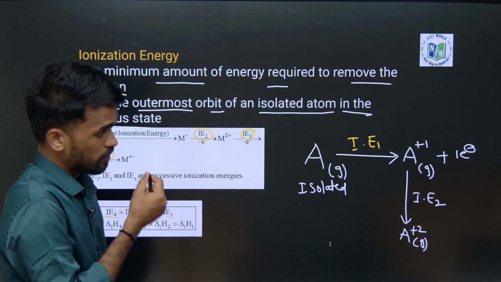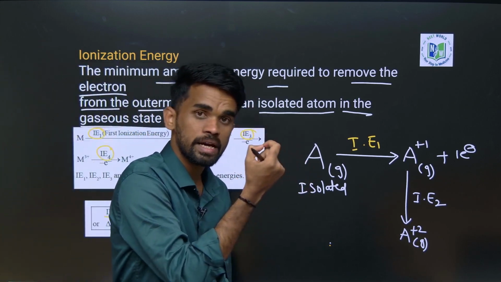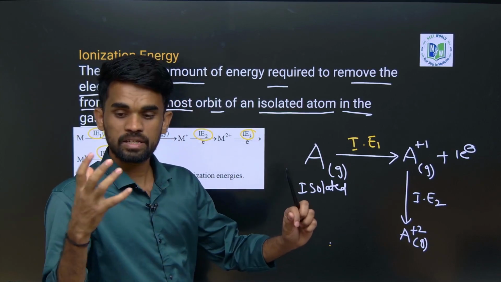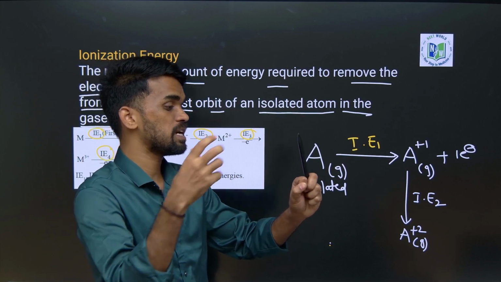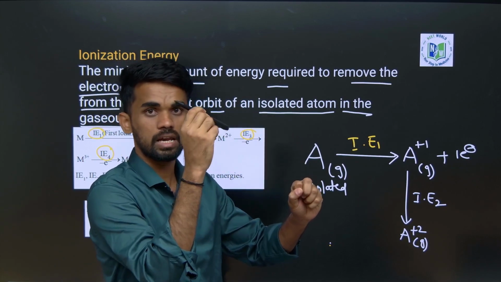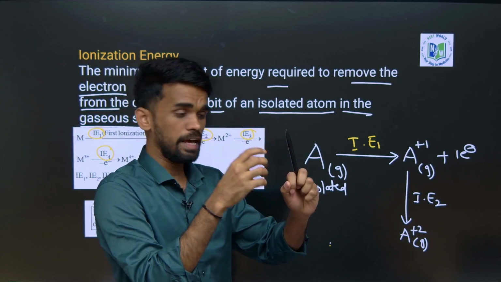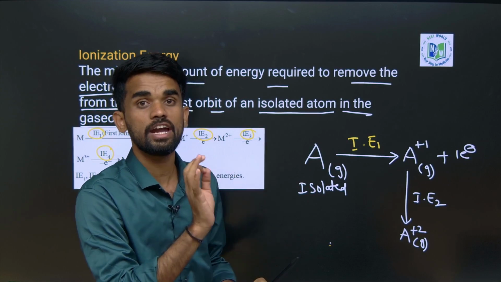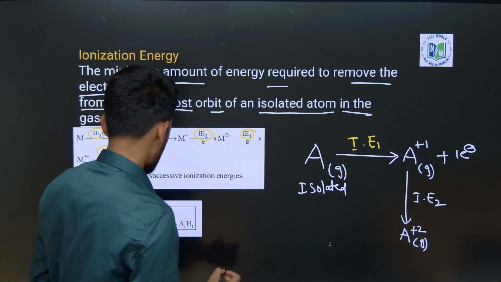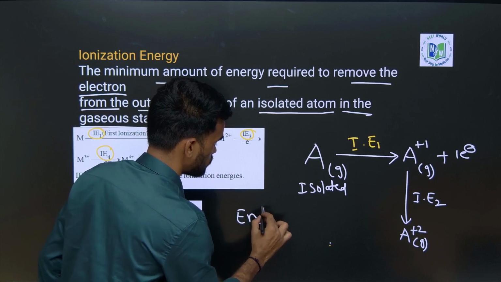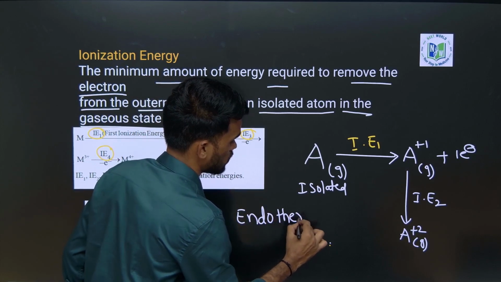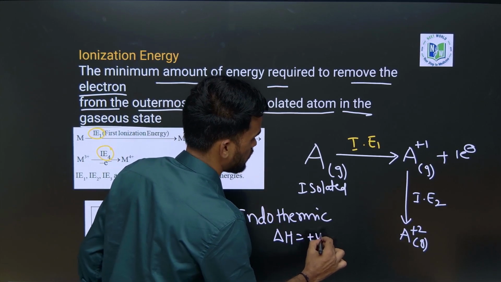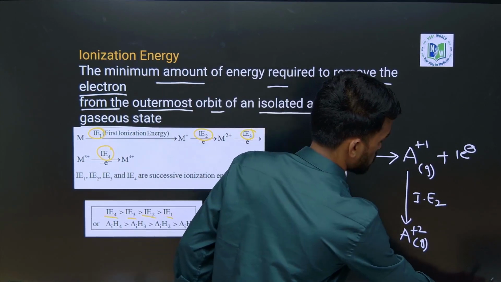Now we have one more term, called exothermic and endothermic process. Since we are applying some energy from outside to this system to remove the electron, energy is absorbed by the system. So this process, ionization energy, is an endothermic process. The delta H symbol you should always give as positive for this process.